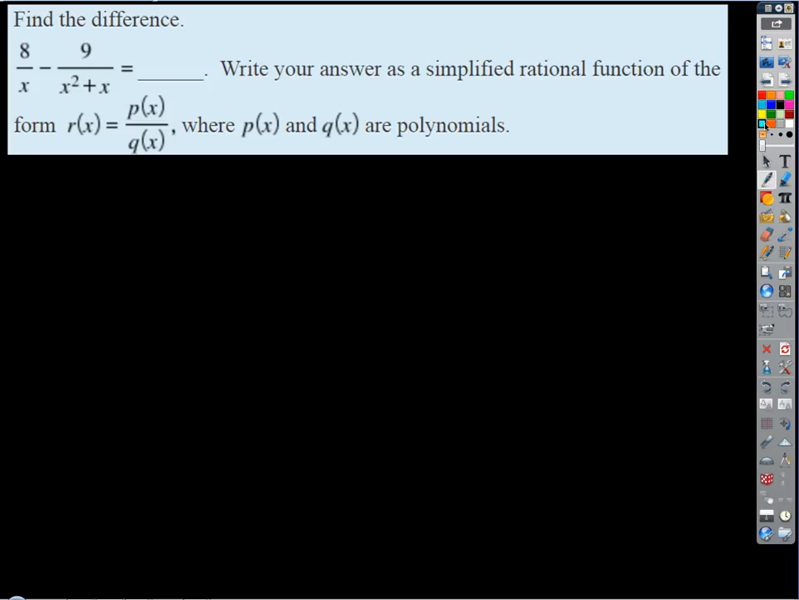Okay, so let's do a subtraction problem then with rational functions. We've got fractions, big fractions involving variables. So this is where we do need a common denominator, right? This is probably, in my opinion, one of the hardest problems on the test. Whenever you add and subtract rational functions, rational expressions, you always have to get a common denominator, right? So we have to factor first. We get 8 over x minus 9 over, what's the bottom factor into?